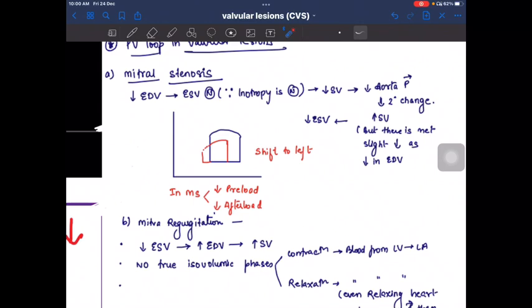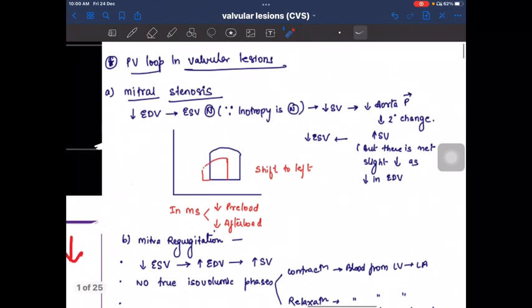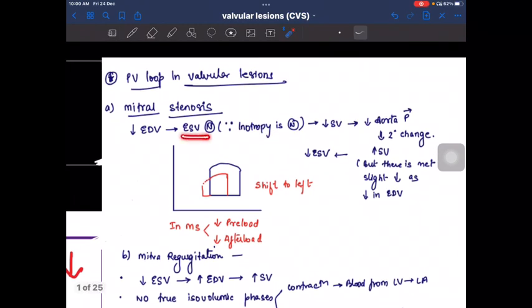So what will happen is, in mitral stenosis, the end diastolic volume will, of course, decrease. Why? Because the filling is less, no? Less blood is coming to the ventricle, so it decreases the EDV. But the ESV will be normal, because the inotropy is normal. There is no sympathetic discharge in this condition. There are no catecholamines being released. So this will be normal. Now this will cause decreased stroke volume.